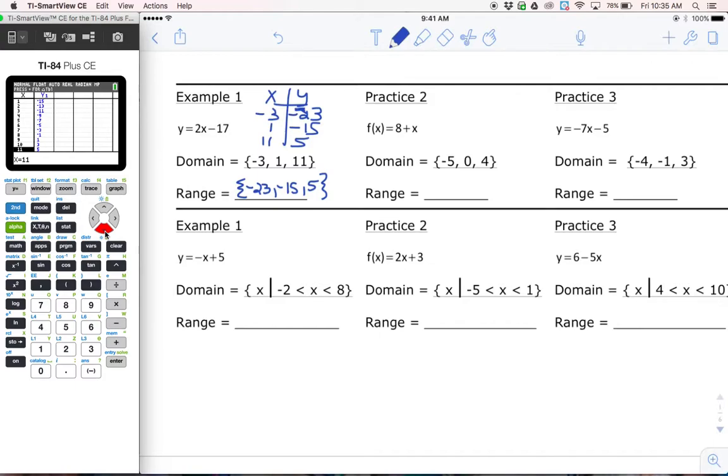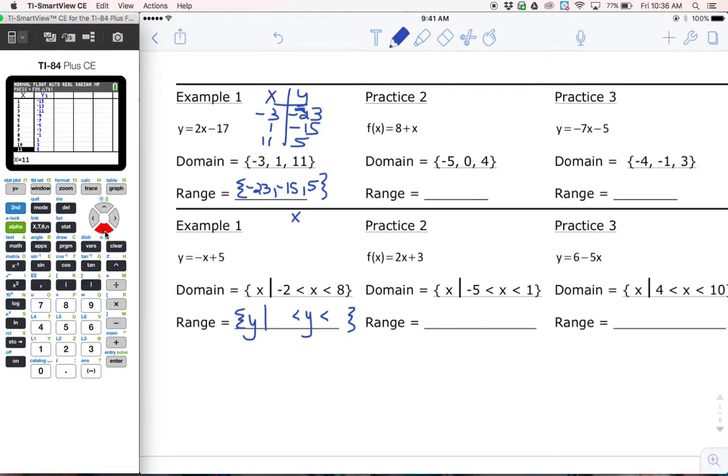All right, the next section here is very similar to the one we just finished. We're given an equation and we're given a domain. This time our domain is written a little bit differently. Before I even move on, let's realize that my range is going to match the setup of my domain. So instead of saying x, I'm going to say y. I'm going to have that vertical line and the same symbols, but there's going to be a y. So what I need to do is find the y values that go with the numbers that I was given.